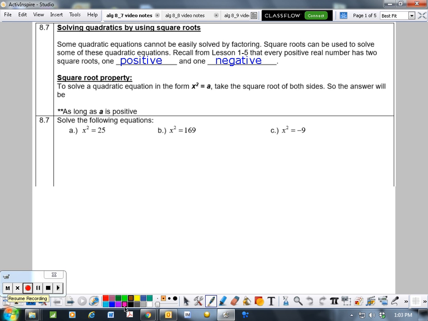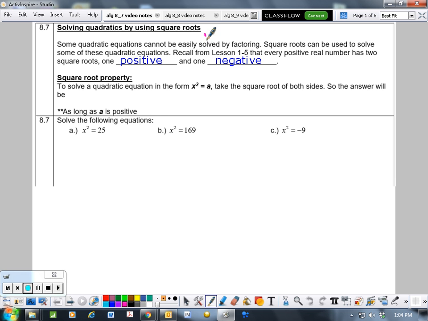Okay, so we've talked about two methods of solving quadratics. The first one was graphing. The second one's factoring, but not everything can be graphed accurately. Not all the answers from a graph are accurate. Not everything can be factored. So now we're going to look at our third method, which is solving quadratics by using square roots.